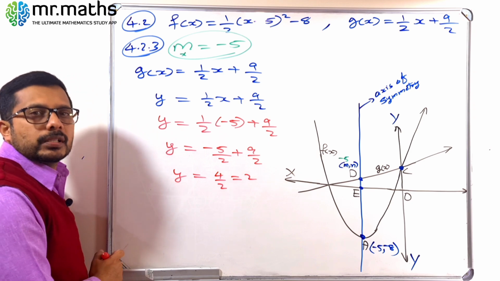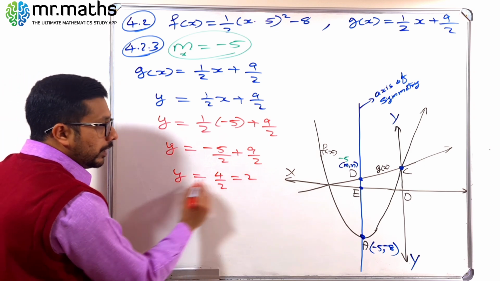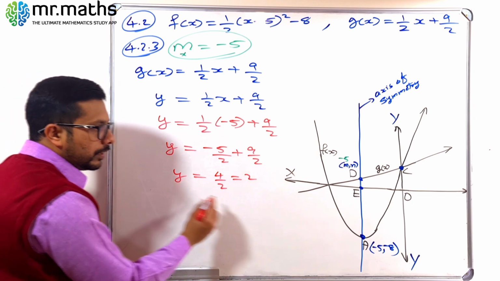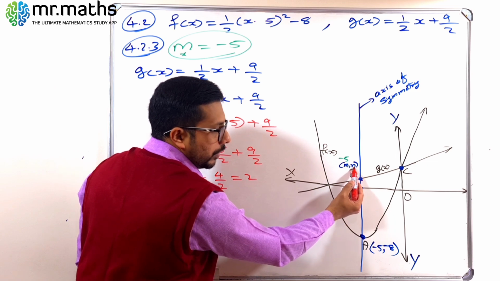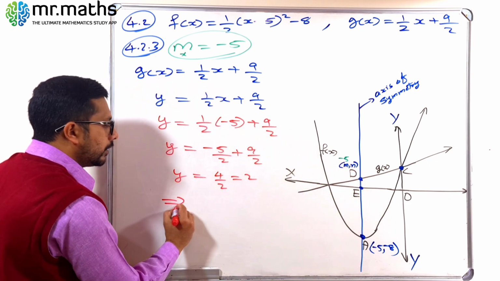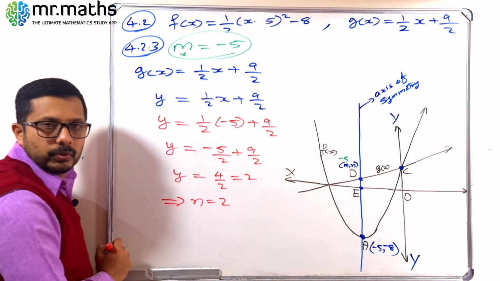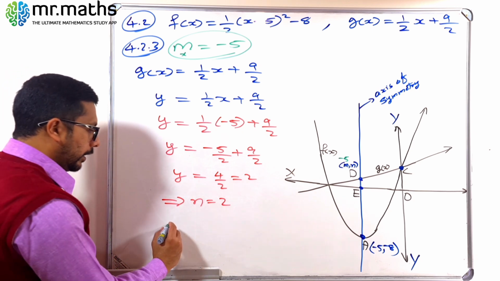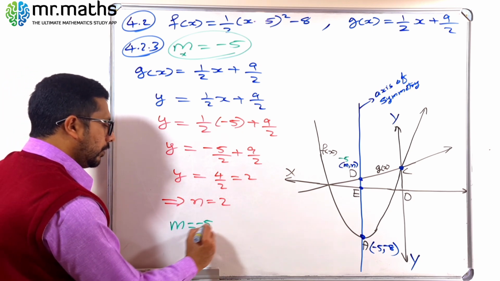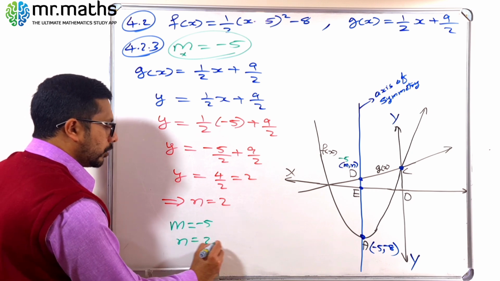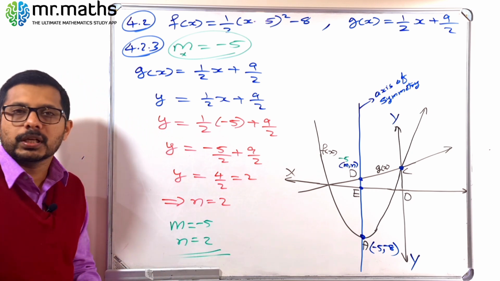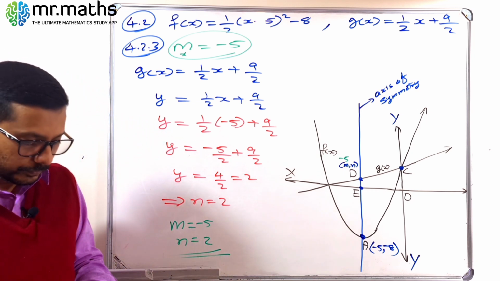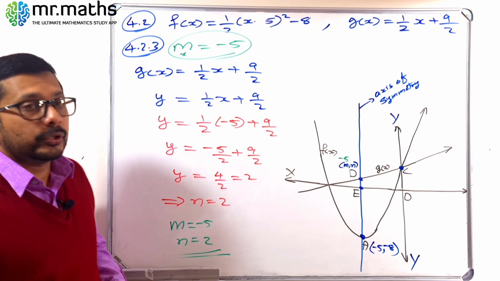So what is the coordinate? y is equal to 2. So y is the same as, here what is y? n. So it implies that n is equal to 2. Now let's write the answer once more. What is m? m is minus 5 and n is positive 2. Those are the answers. So that is question number 4.2.3.